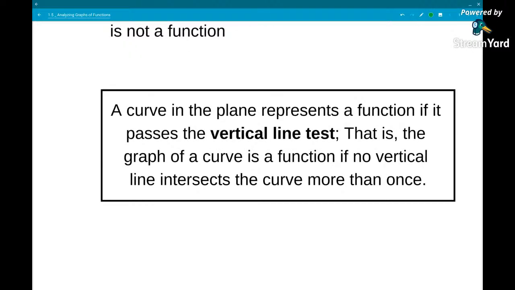If you have a curve or discrete data, it doesn't have to be a continuous curve, in the plane, it represents a function if it passes the vertical line test. So what is that specifically? That is if the graph of the curve or discrete data is a function if no vertical line intersects the curve or data more than once. Okay.